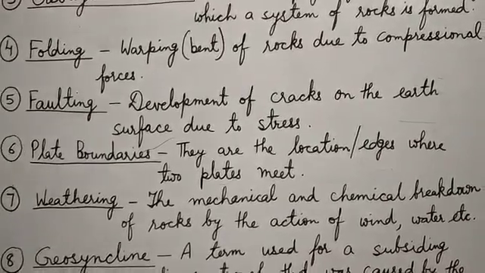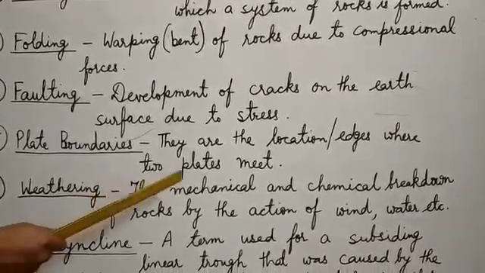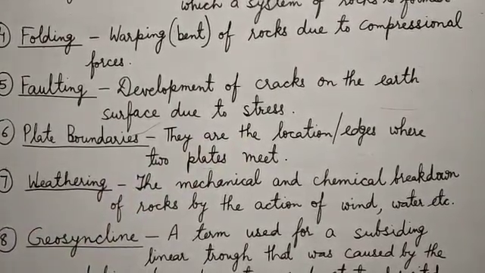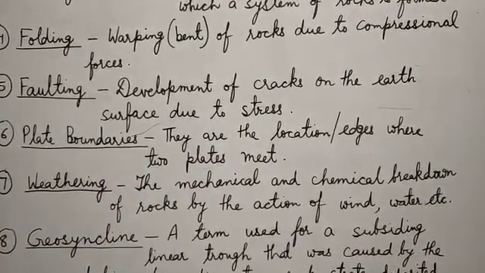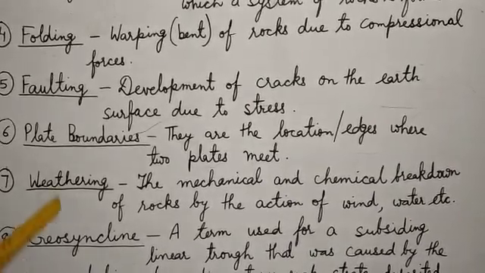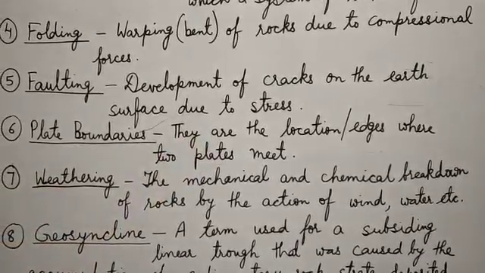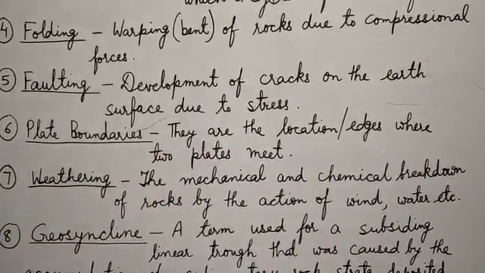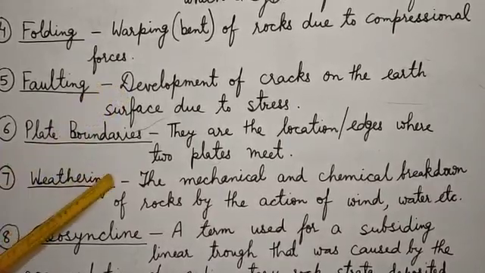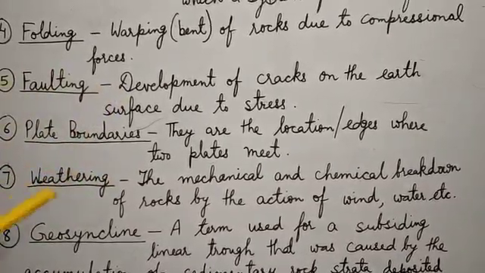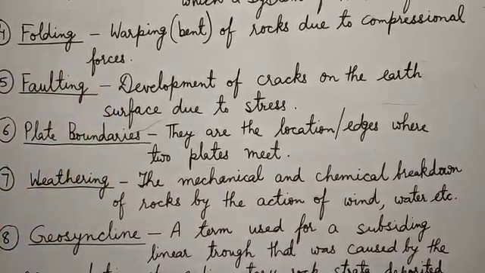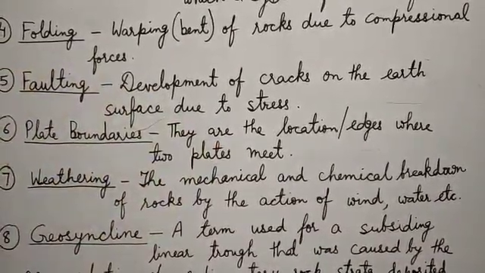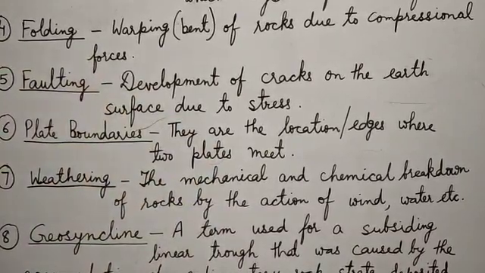Then weathering, the mechanical and chemical breakdown of rocks by the action of wind, water, glaciers. So if the rocks are broken by these agents like wind, water, that process is known as weathering. And erosion. Erosion is what? Weathering, that is breaking, as well as transportation. The weathered materials are also transported by wind, water, or glaciers. So that is erosion, and that is the difference between weathering and erosion.